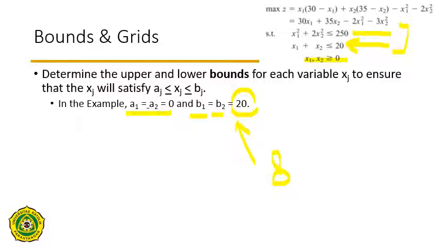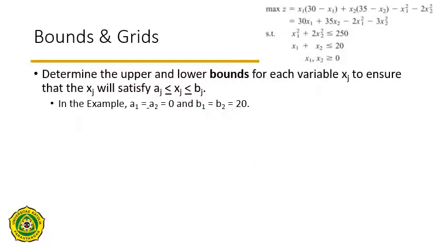So for example, if x1 equals 10, it's still allowable, right? Because 10 squared is still 100, and then 10 is still less than or equals to 20. So the point is you should set the upper bound and lower bound such that you do not cut away some values that are actually allowable for your decision variables.